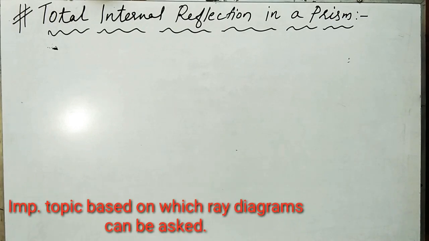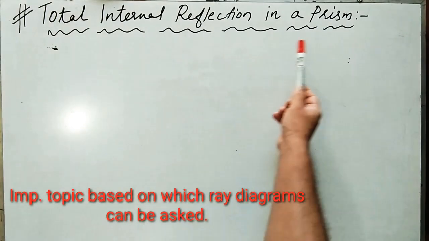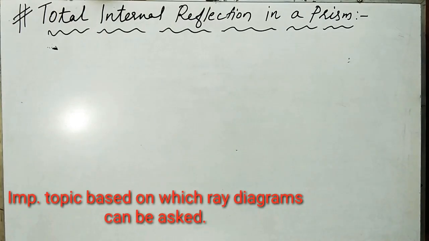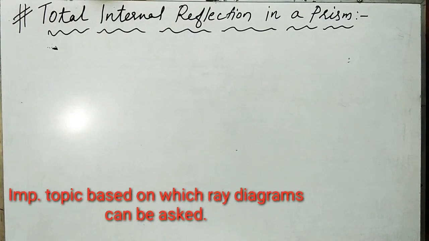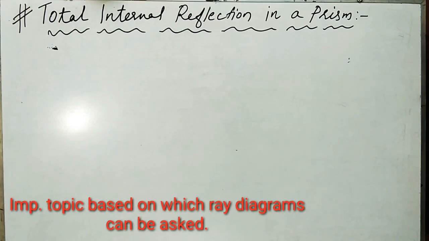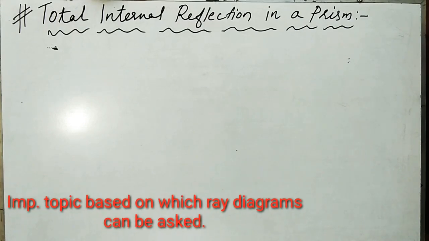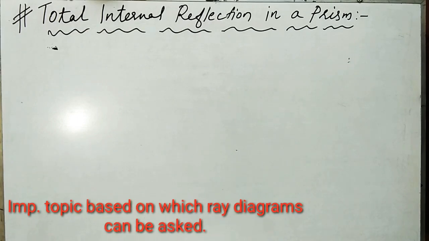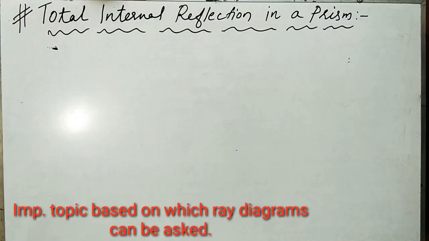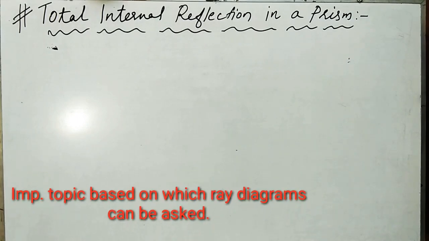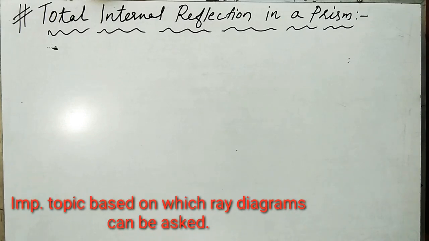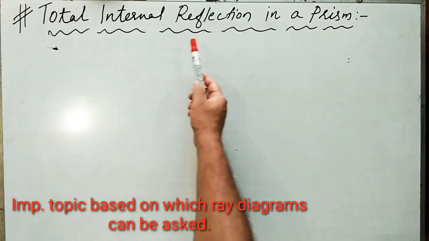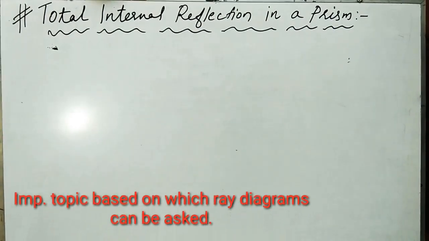Now let us come back to our today's topic. Today's topic is total internal reflection in a prism. We have seen in the last sessions how total internal reflection takes place: what is total internal reflection (TIR), what are the conditions essential for TIR, and what is the critical angle. All these concepts are described in our previous videos. If you haven't watched them, please watch the videos and learn the concepts. Today, we are going to learn how total internal reflection takes place in different types of prism.